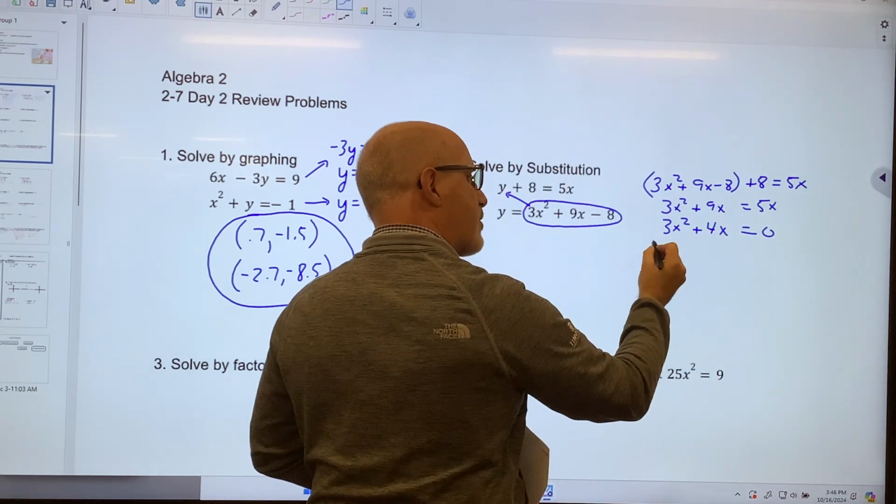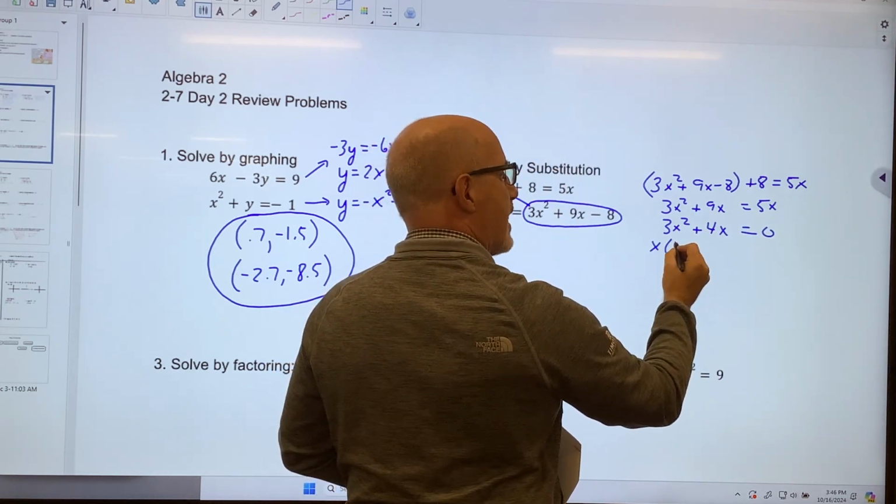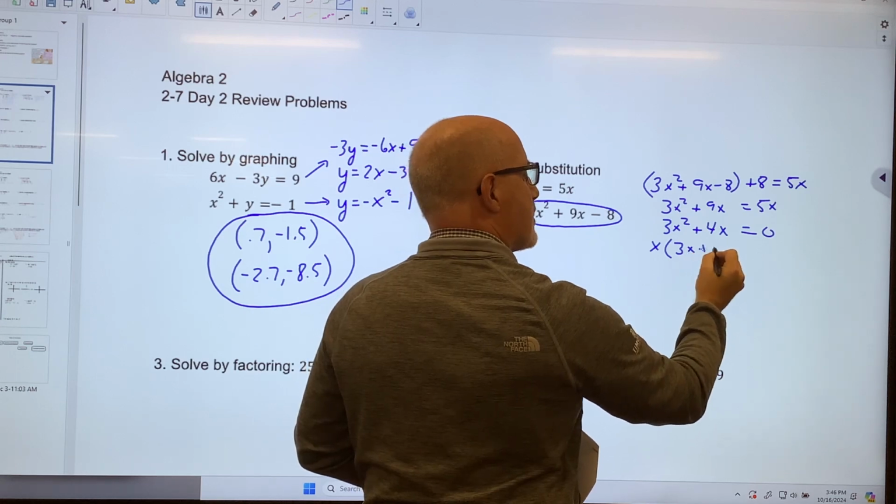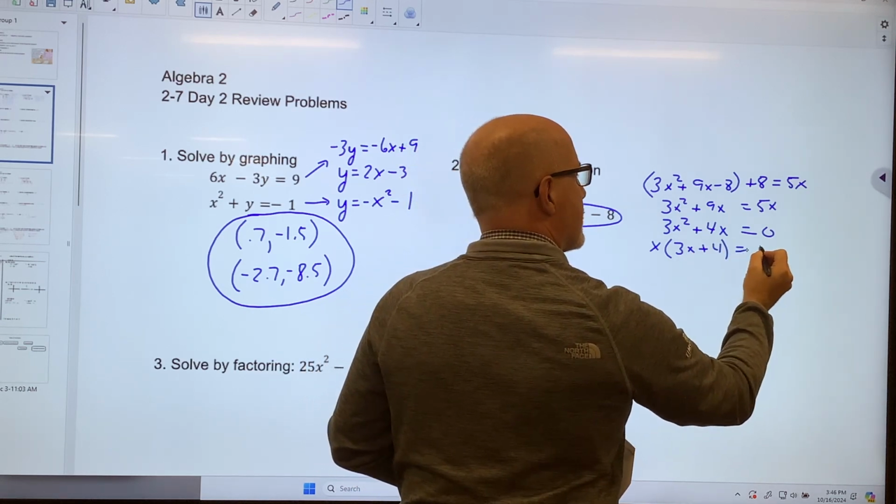I can factor out a greatest common factor, which is an x. So I have x times 3x plus 4 equal to 0.